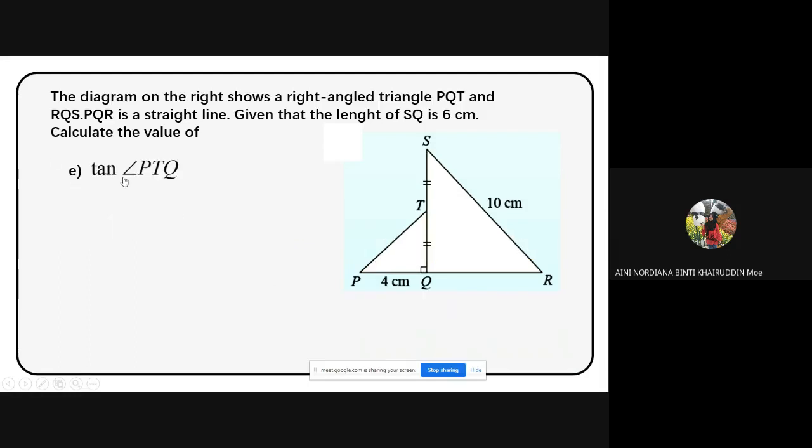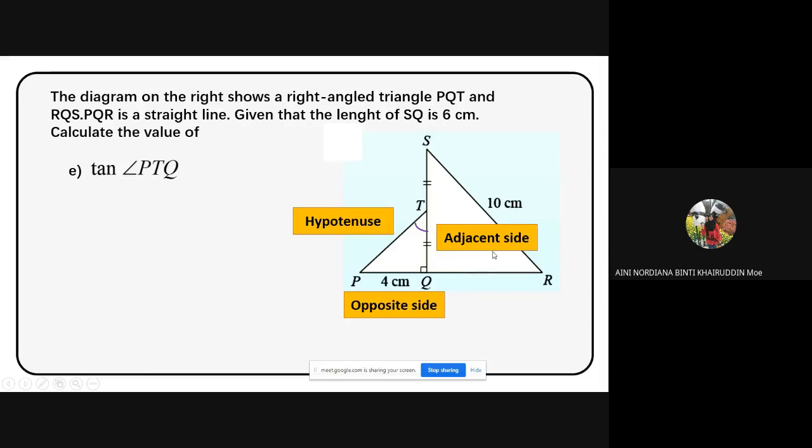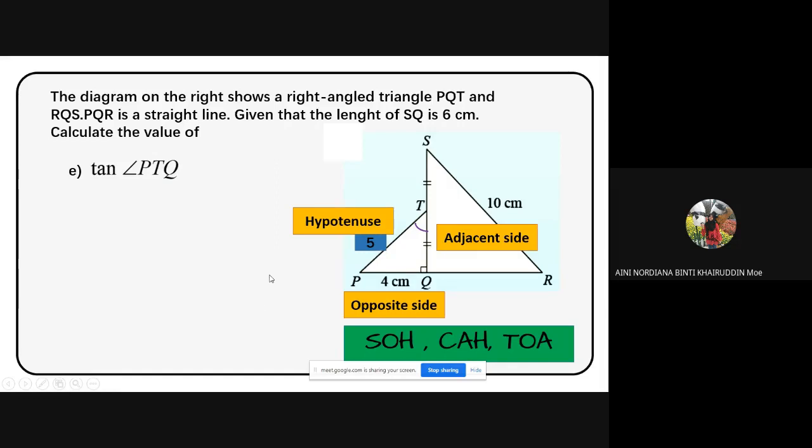Next, tangent PTQ. Now the angle is at T, here. So the opposite side now is PQ, and PQ becomes the adjacent side. Hypotenuse remains unchanged. So tan is TOA, opposite over adjacent. Opposite is 4, adjacent is 3 just now. So 4 over 3.